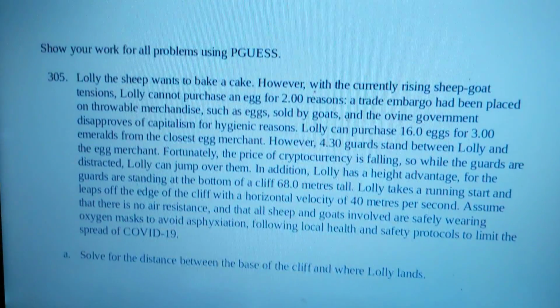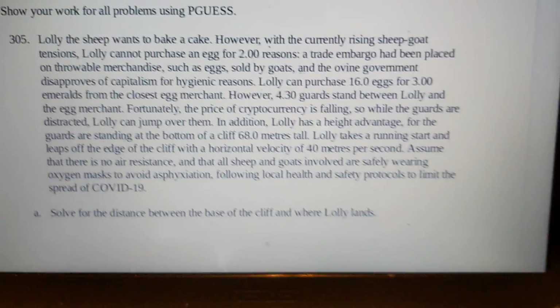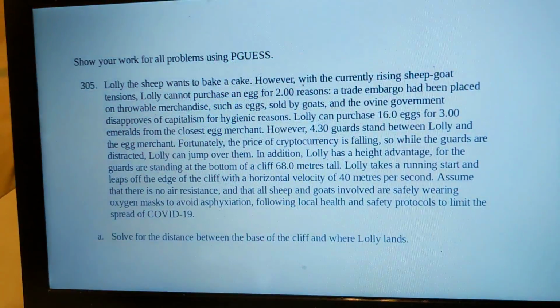Okay, so PGUESS is not that bad. So here's a sample problem. Lolly the sheep wants to bake a cake, yada yada yada. The rest is pretty irrelevant. So what we want to start with is P, which stands for picture. So this is a problem with a sheep making a parabolic trajectory.